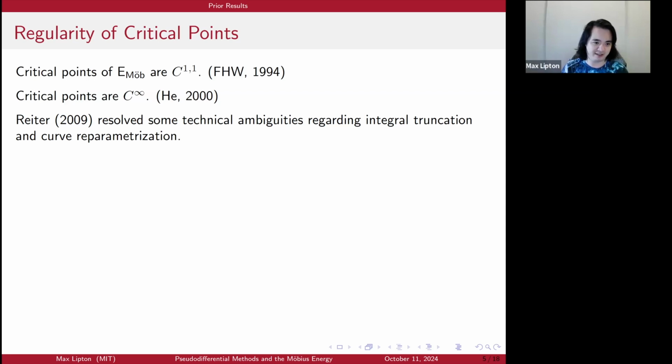That paper had a couple of technical ambiguities that needed to be resolved and were eventually resolved by Rycroft in 2009, and namely it involved issues regarding integral truncation in some of the integrals involved, as the Mobius energy involves integrating over a singularity. It's a singular integral. You have to think about how you truncate the integral in order to take a limit and show that the way in which you truncate it does not affect the value of the functional.